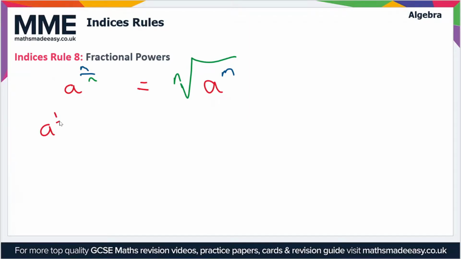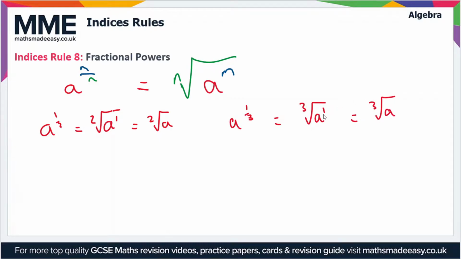So for instance, a to the half is equal to the square root of a to the power 1, which is obviously just equal to the square root of a. We can also say the same for cube roots. We'll write them as a third, or a power of 1/3. That's equal to the cube root of a to the 1, which is just the cube root of a, because anything to the 1 is just itself.